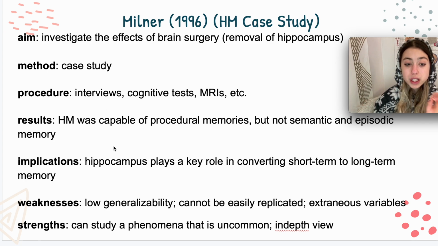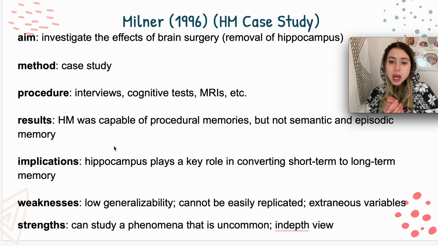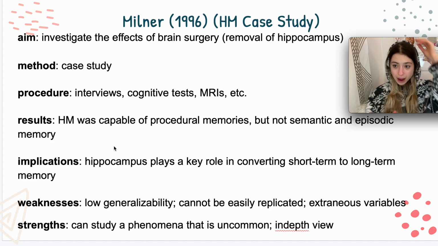So the result of this was that HM was capable of producing procedural memories and having procedural memories. So he could write his name, he could ride a bike, he could learn how to do things like that. He could still eat, he could do any sort of procedure that you have. But he did not have semantic or episodic memories. So semantic memories are more facts and stuff.